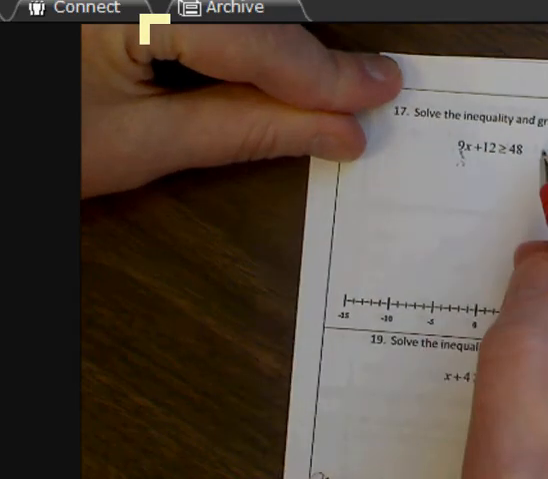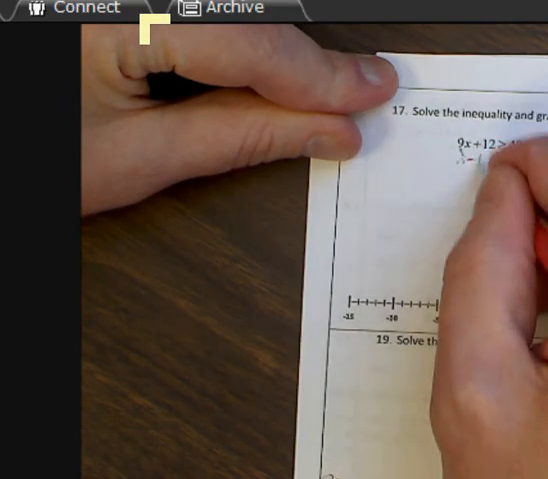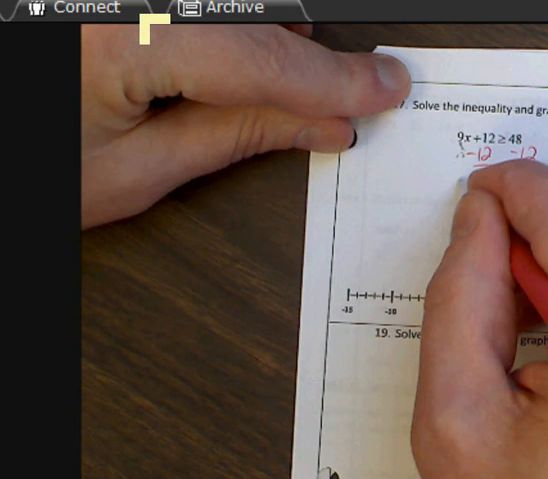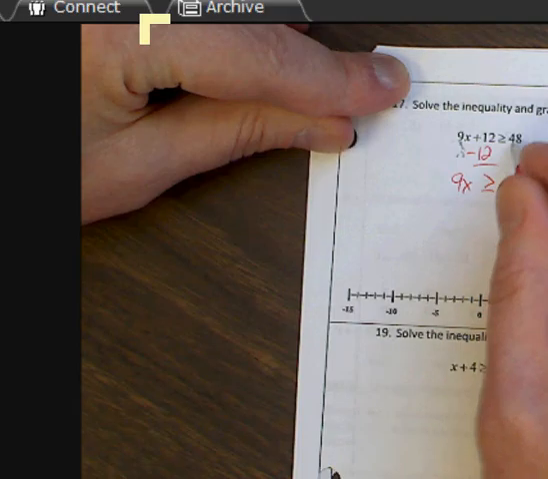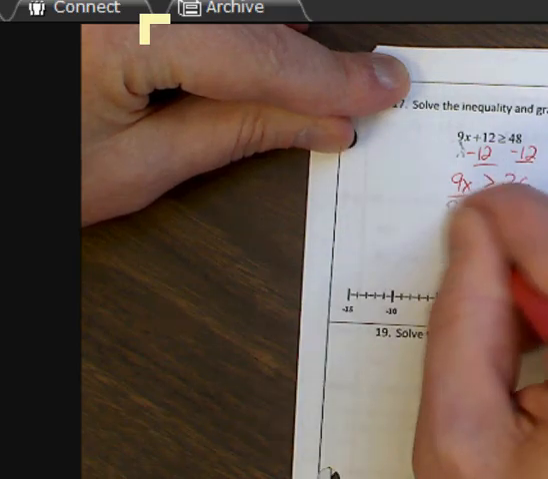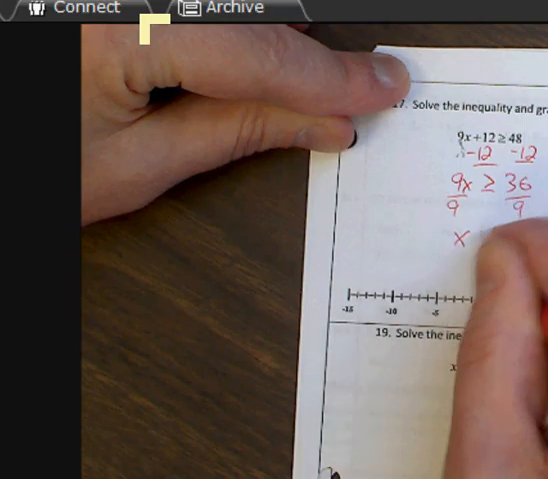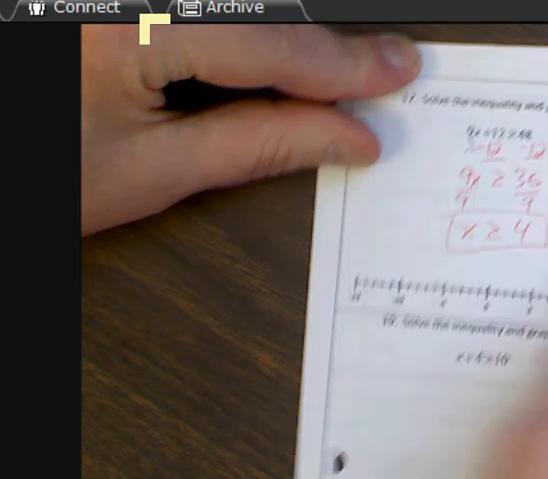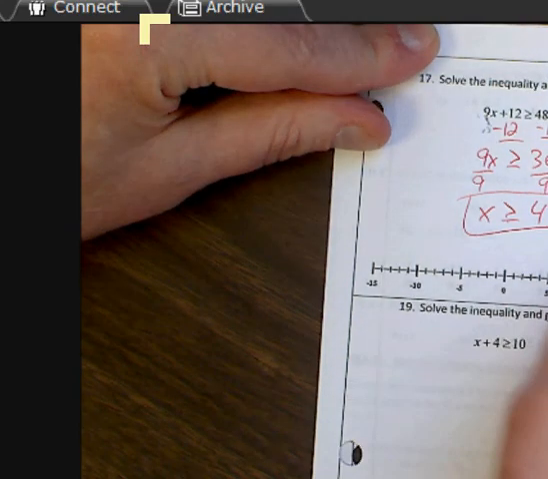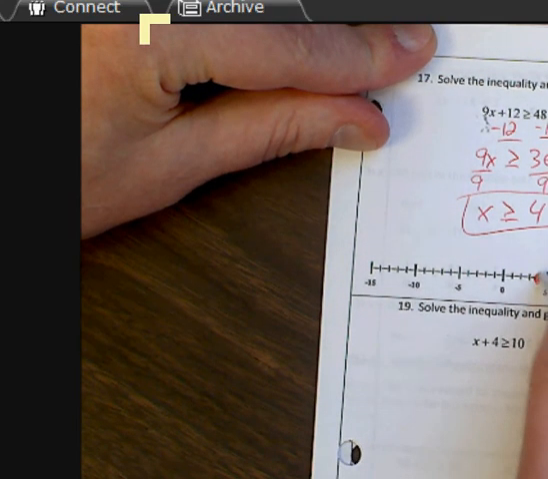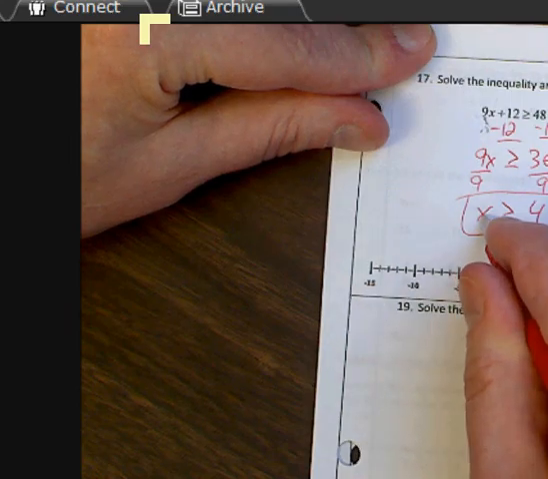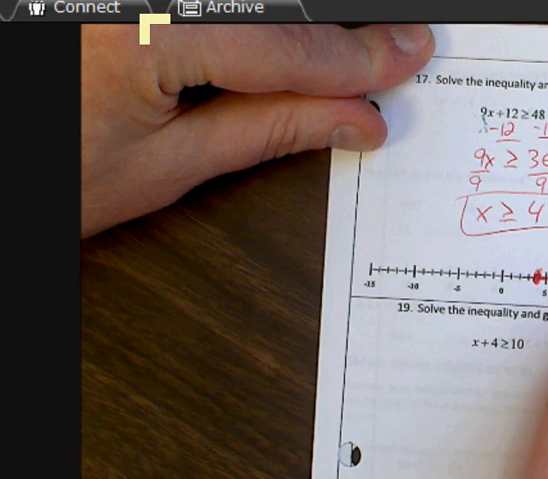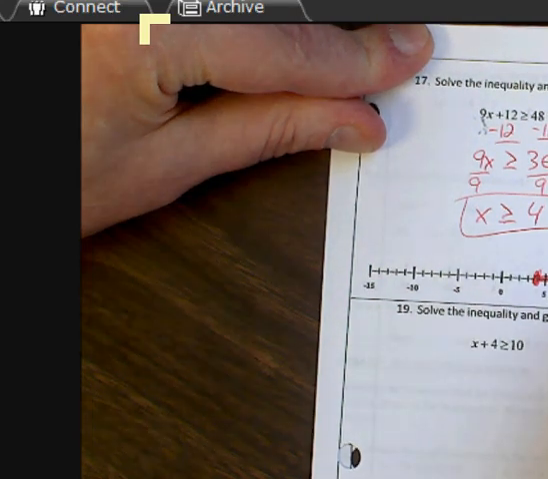So I'm going to solve this inequality and graph. Okay, so I would subtract 12, subtract 12. I'm going to get 9x greater than or equal to 48 minus 12 is 36. I'm going to divide by 9 on both sides. I get x is greater than or equal to 4. Here's my answer. I know this means a solid dot at 4. I'm going to follow x is on the left side, the variable, so I'm going to follow this arrow, solid dot. I know I'm going to shade this way and put an arrow there.